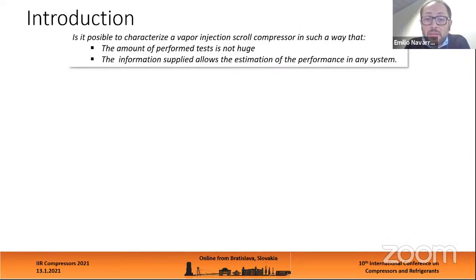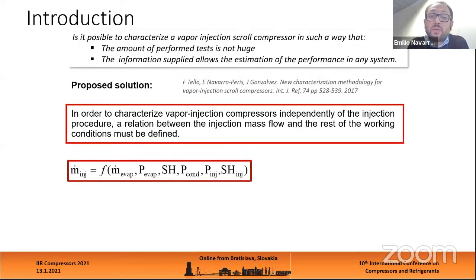From all these limitations, there is an obvious question: is it possible to characterize a vapor injection scroll compressor in such a way that the number of tests performed will not be so huge, and that the information supplied from this characterization process will be independent of the system in which the compressor is working? To try to answer that question, there was a work published 3 years ago by Tello et al., in which they determined that the answer to this question would be possible if there is a function.